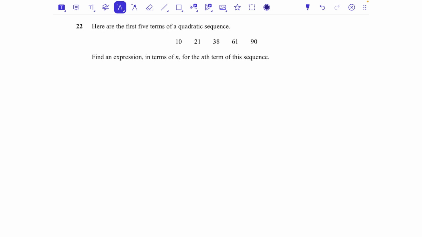Find an expression in terms of n for the nth term of this sequence. So I'm going to write them out again, 10, 21, 38, 61 and 90. What is the difference? So we've gone up in 11 here. Then we've gone up by 17. Then we've gone up by 23. Then we've gone up by 29.